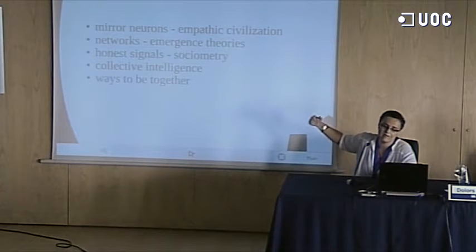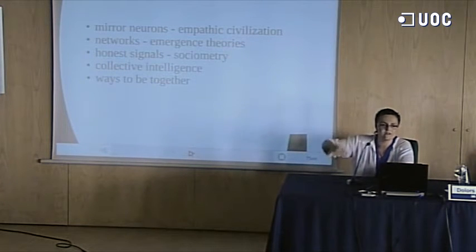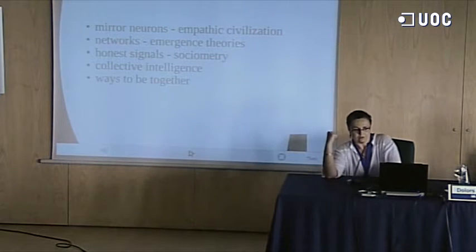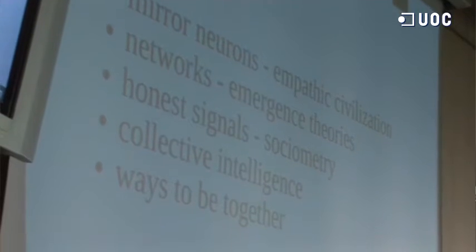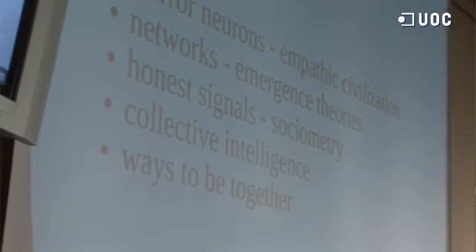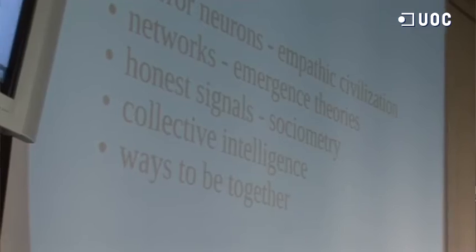And these are other topics related to the things I am telling you. These are the mirror neurons, empathic civilization, networks, the emergence theories. These are topics that you can explore later too. On sociometry, Alex Pentland has an interesting book about it. Collective Intelligence, by Surowiecki, is also an interesting book. Ways to be together: I think that the internet is offering us new ways to be together. This is the main thing about the internet's success, that we are being more social on the internet.